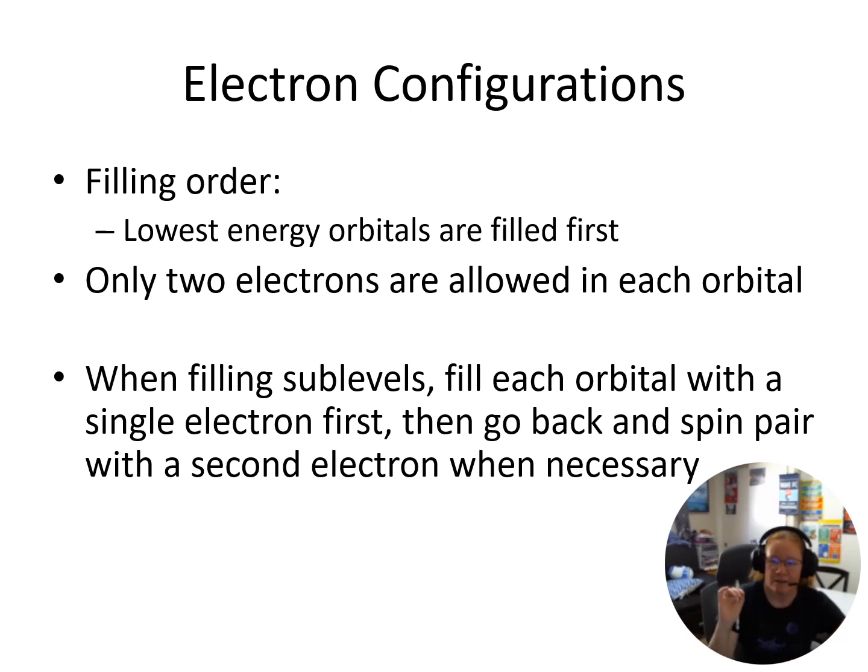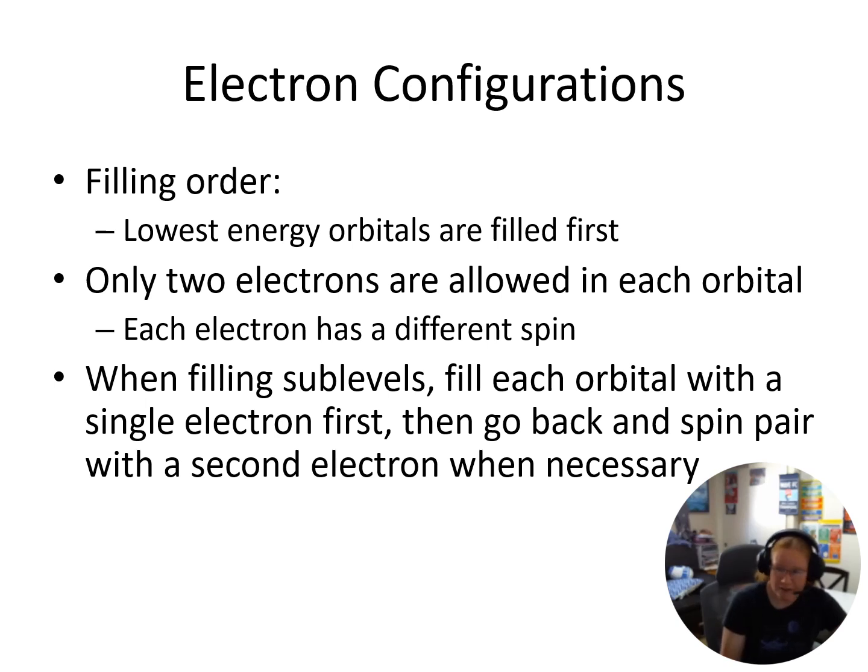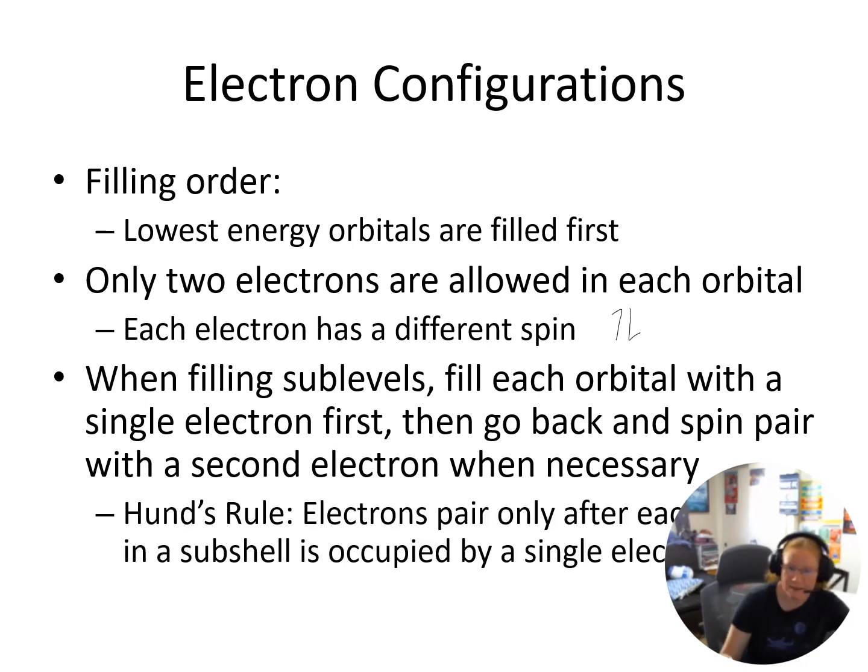to 3d. Okay, so we get degeneracy in the orbitals. There are things that happen within an atom that cause these energy levels to split. A consequence of that is, interestingly enough, the 4s orbital is actually at a lower energy than the 3d. We can only put 2 electrons in each orbital, with different spins: spin up and spin down. When we fill our sublevels, we start with a single electron, and then we go back and spin pair. This is based on Hund's rule, which is that we pair only after each orbital in a subshell is occupied by a single electron.